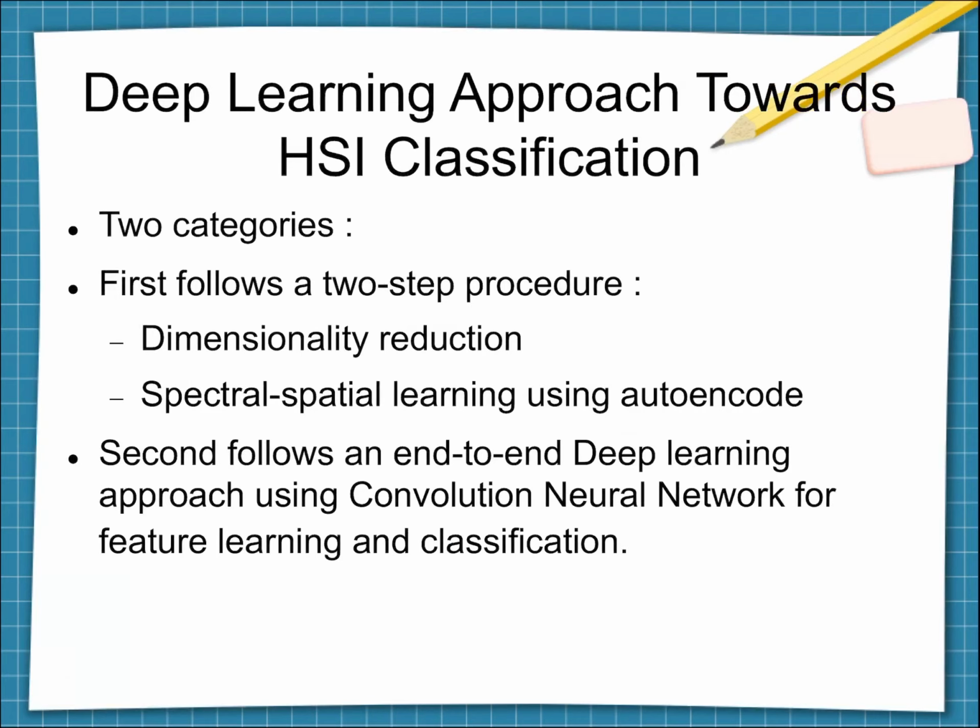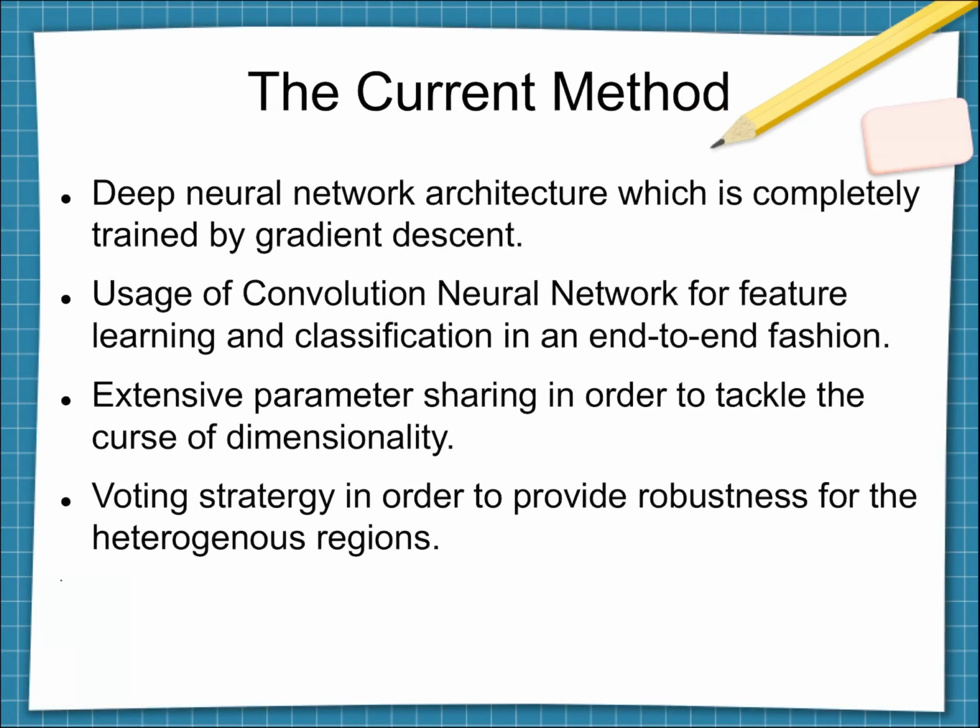The second category of methods uses convolutional neural networks for feature learning and classification in an end-to-end fashion. CNNs use extensive parameter sharing in order to tackle the curse of dimensionality. Earlier proposed architectures include learning abstract spectral signatures in a hierarchical fashion, which did not consider the spatial context, or an end-to-end CNN architecture for spectral spatial feature learning and classification using pixel pair features in order to compensate for the data scarcity. However, no prior model has tackled all the three problems mentioned before.